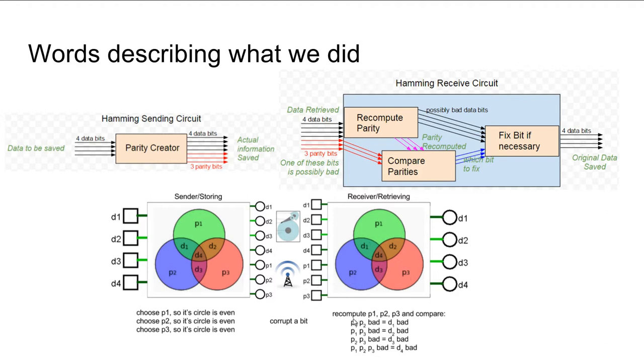If P1 and P2 are bad, then what we did is we toggled D1. So what we did is we recomputed the parity. We recomputed P1. Then we compared, and then we looked at all the circles values, the 3 circles right here, and if 2 or 3 of them were bad, we figured out which bit needed to be fixed. So the last step right here is to fix the bit. So there's 3 sub-circuits inside this receive circuit.